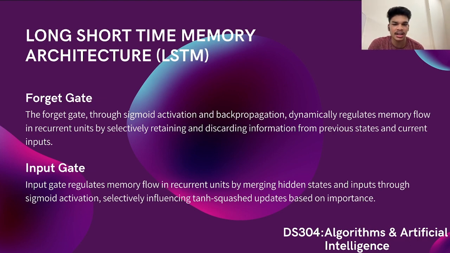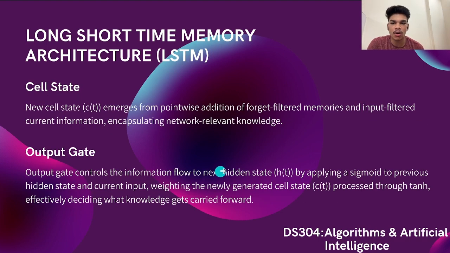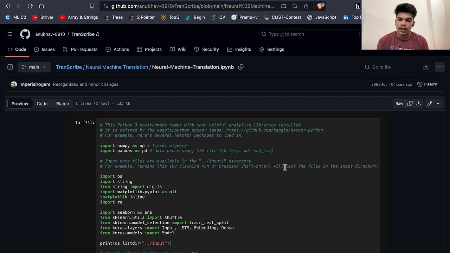The cell state contains information that we get from the output of the forget gate, which contains important information of the previous state, and the current information that we get from the input gate. The output gate controls the information flow to the next hidden state by applying a sigmoid to the previous hidden state and current input, weighing the newly generated cell state C_t processed through tanh, effectively deciding what knowledge gets carried forward. Now let's look at our code.